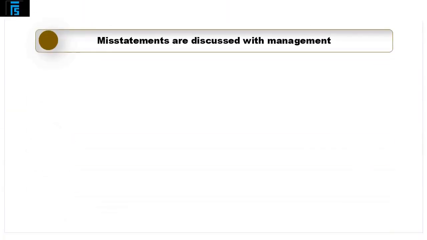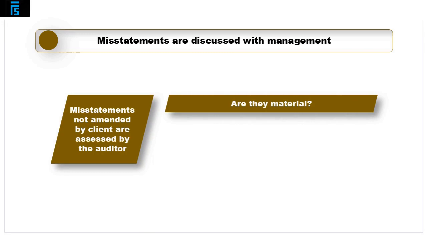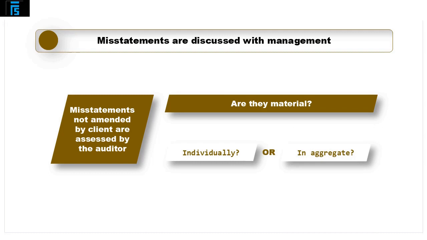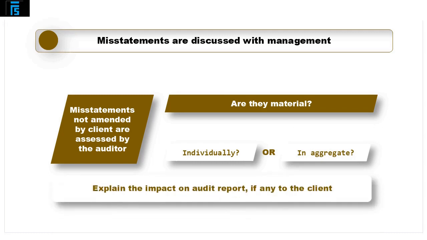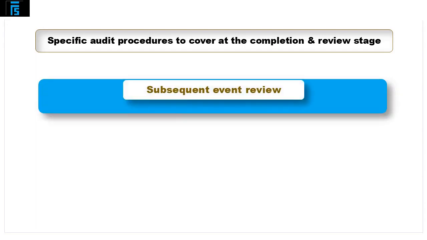All misstatements identified, with the exception of very small ones, are discussed with the client for amendment. If any are not amended by the client, the auditor must assess whether the remaining errors are material to the users. This should be reviewed individually and in aggregate. The auditors should then explain the impact, if any, on the audit report and obtain written representations to confirm the uncorrected errors are immaterial.